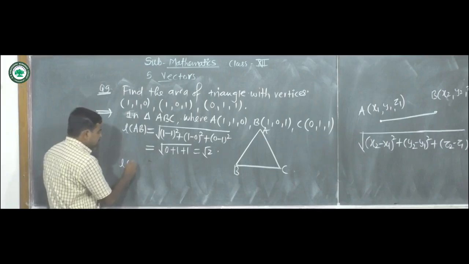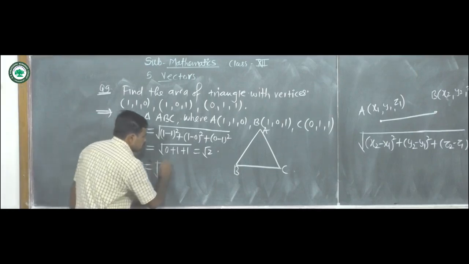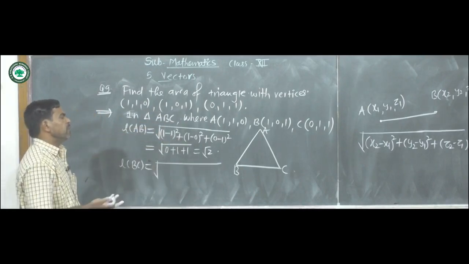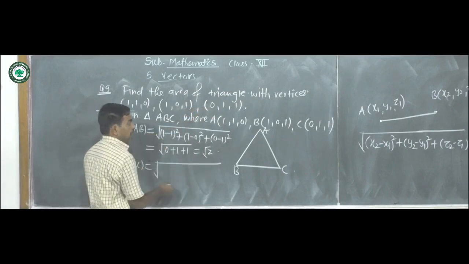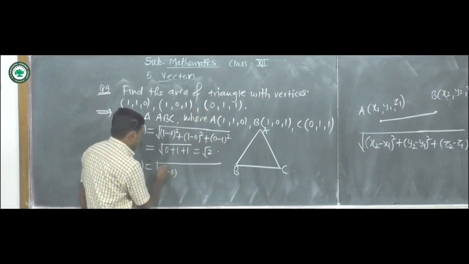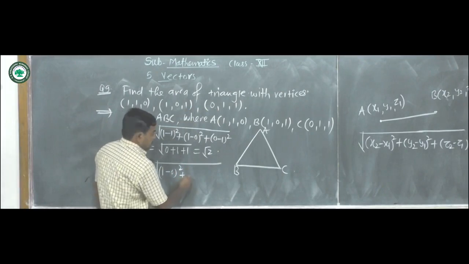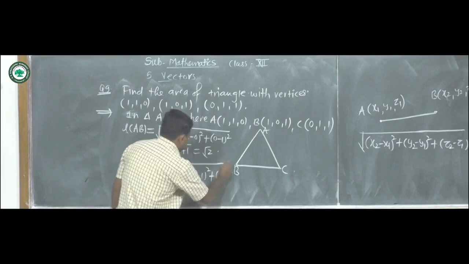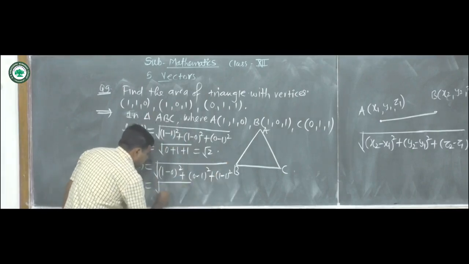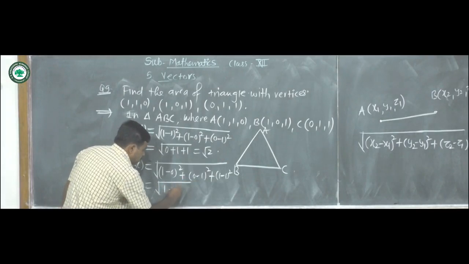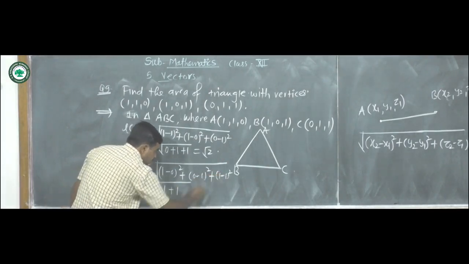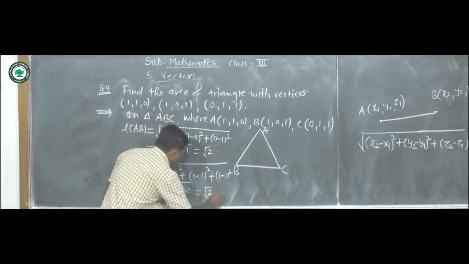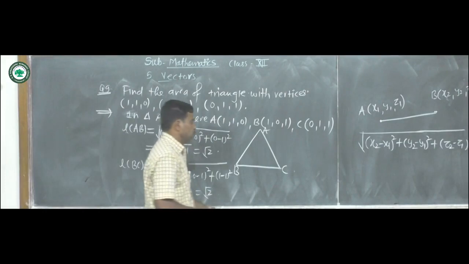Length of BC is equal to square root of, see, point B is (1, 0, 1) and point C is (0, 1, 1). Use this distance formula: (1 minus 0) squared plus (0 minus 1) squared plus (1 minus 1) squared. It is equal to square root of 1 plus 1 plus 0, which becomes square root of 2. So the length of BC is also square root of 2.